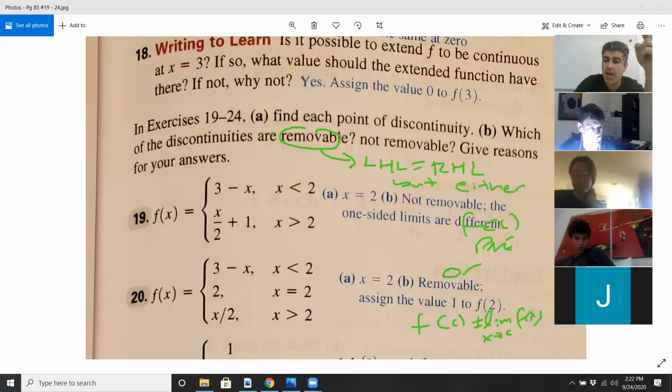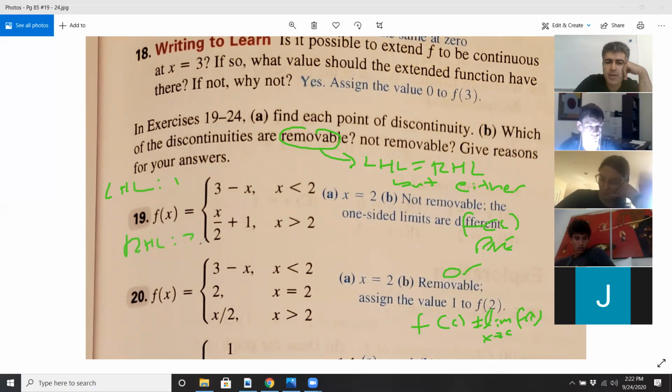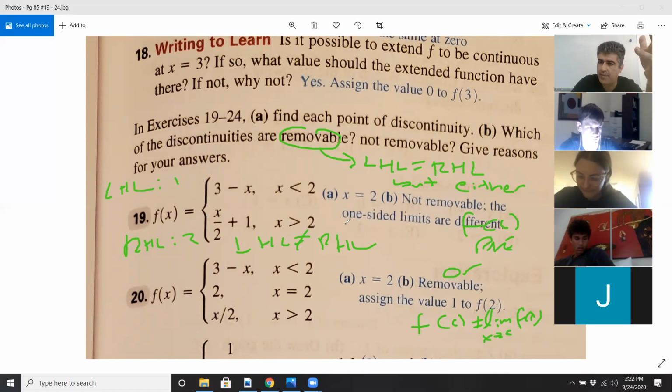So basically condition 2 has to pass, but condition 1 or 3, or both, fail. Sorry, both condition 1 and 3 fail. That's what has to be true for removal. Now in this case, the left-hand limit is 1, the right-hand limit is 2. The left-hand limit does not equal the right-hand limit. Of course, it's not continuous because it fails condition 2. If condition 2 fails, that won't be removable. That'll be a jump or an infinite discontinuity. That's why it's not removable.